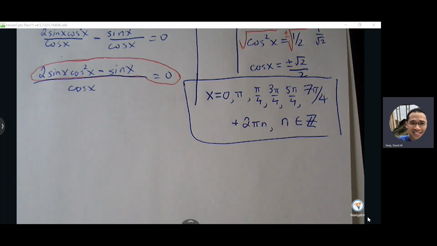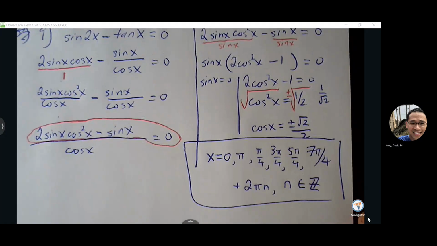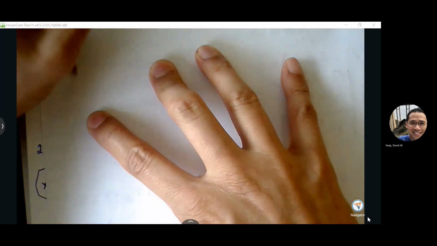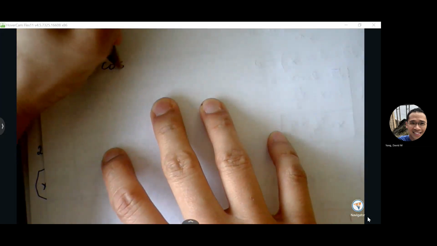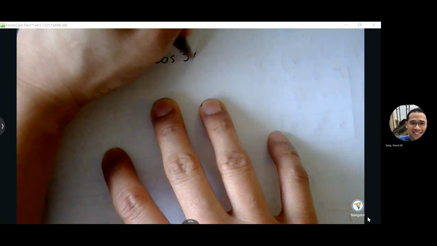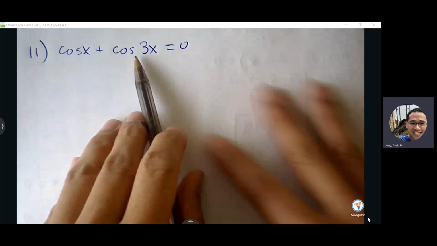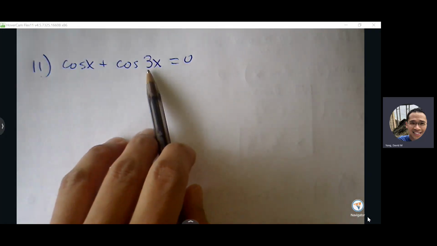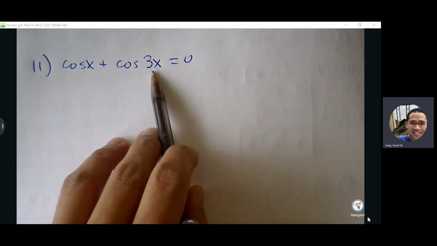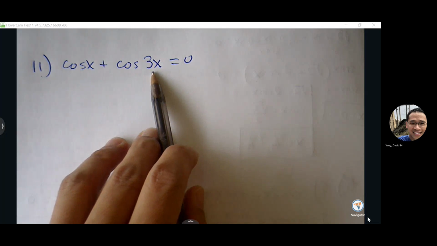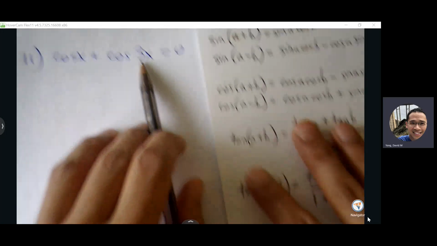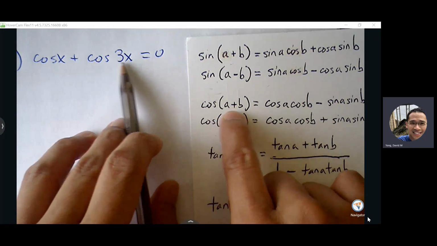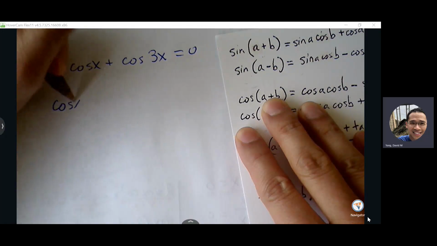Okay, one last one here, number 11. All right, 3x. We don't have a triple angle identity, so what's a way for us to work around that 3x? We don't have a triple angle identity, but what do we have? Yeah, we got to think in terms of sum and difference identities here. So we got to break that 3x into a and b, a plus b. We got to play with that a little bit.